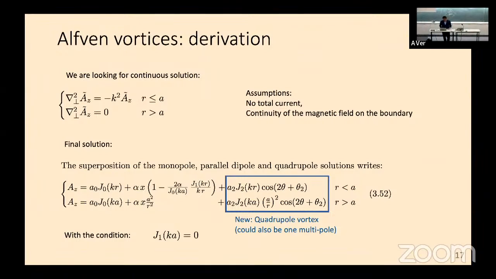In this case, we consider the general solution of these equations, and we conclude that in contrast with the result of Vashvili-Pakhatyanov, where there was a particular solution with only a monopole vortex and a dipole vortex, a quadrupole vortex can also be superposed with these monopole and dipole solutions.